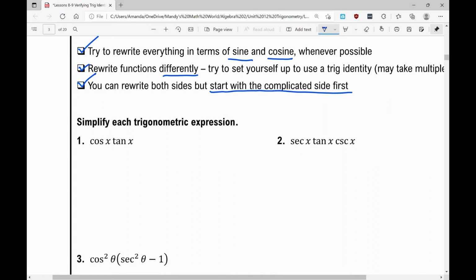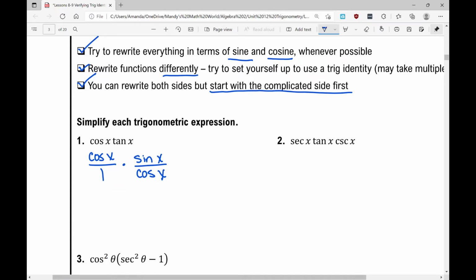So I have cosine x times tangent x. Well, let's rewrite this. Cosine x is just cosine x over 1. And tangent x, and I'm multiplying here, I'm going to put a little dot there. Tangent x, how could I write that in terms of sine and cosine? It is sine x over cosine x. If tangent x equals sine x over cosine x, anywhere I see tangent x, I can replace it with sine x over cosine x. We're using basic substitution.